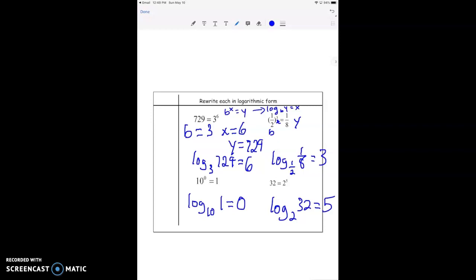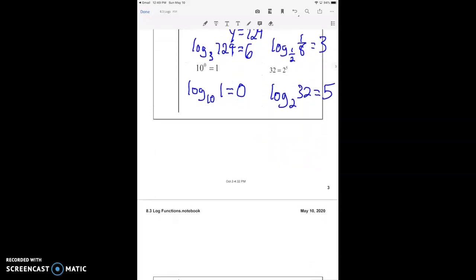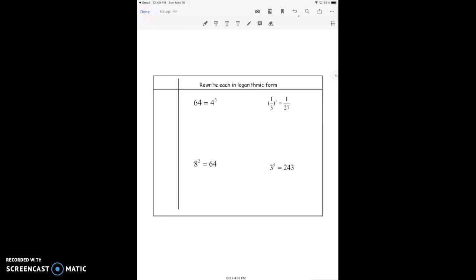I think today's notes are a little bit easier than the graphing ones, which will come on Wednesday or Thursday, depending on what class period you have. Okay, so here we go. Start rewriting. Again, just identify your b's, your x's, and your y's. Simple as that. So again, log, okay, b, so b is 4. X will be the exponent, y is always what it's equal to.